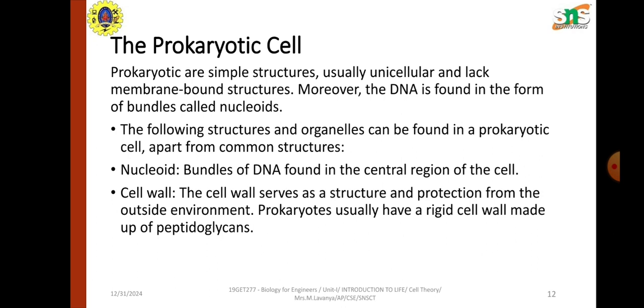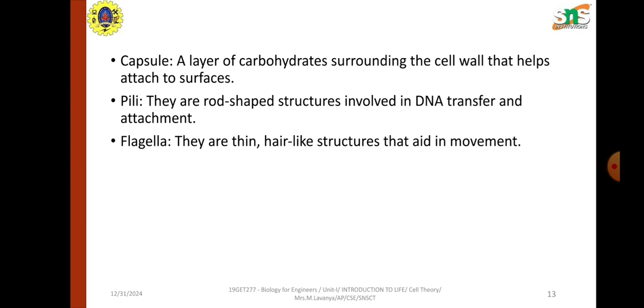Prokaryotes usually have a rigid cell wall made up of peptidoglycans. Capsules: a layer of carbohydrates surrounding the cell wall that helps attach to surfaces is known as capsules. Pili: they are rod-shaped structures involved in DNA transfer and attachment to that cell. Flagella: they are thin hair-like structures that aid in movement of the cell.